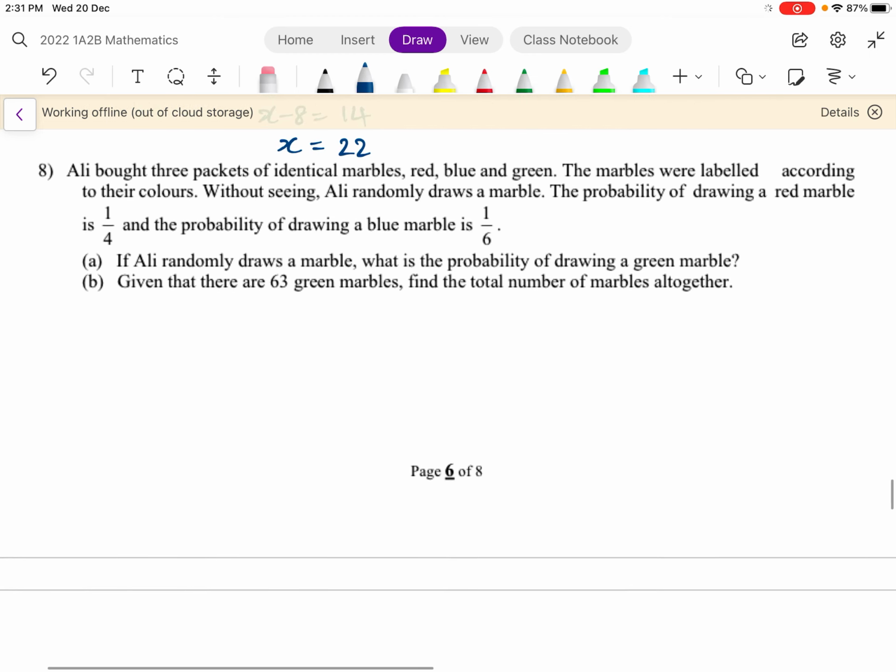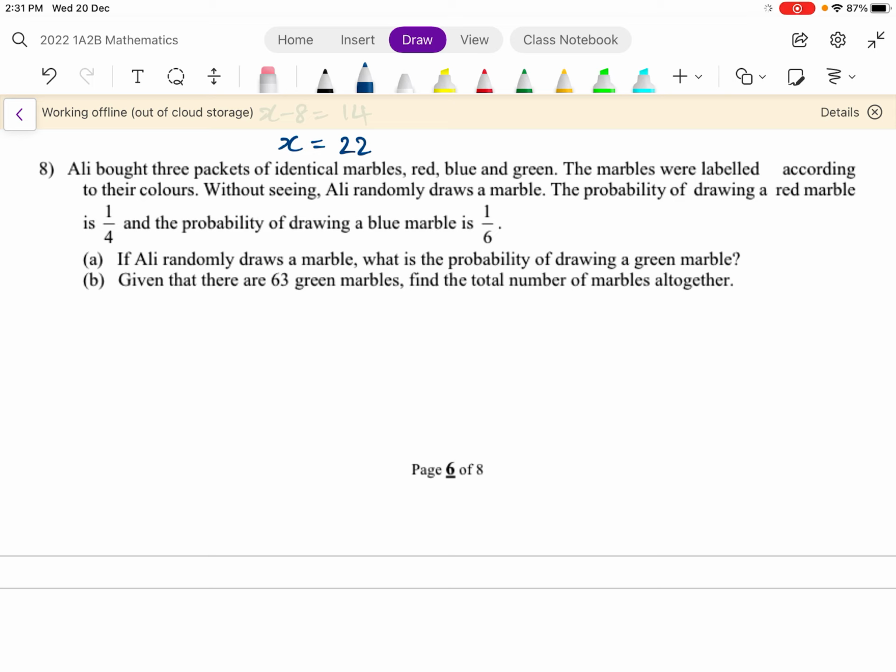Question 8. So Ali bought 3 packets of identical marbles, red, blue and green. These marbles are labeled according to the colors. Without seeing, he's going to randomly draw a marble. Then the probability of drawing a red marble is 1/4. The probability of drawing a blue marble is 1 over 6. So if he randomly draws a marble, what is the probability of drawing green?